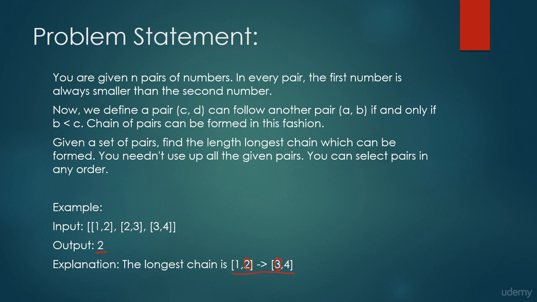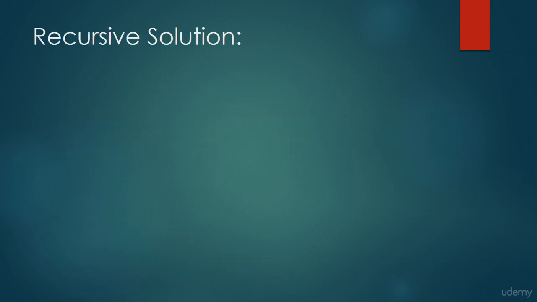So here it says we define a pair can follow another pair if and only if B is less than C. So here this is A, this is B, this is C, and this is D. Here B is less than C, so we can say that these follow each other. So we want to find the longest chain that we can form from a lot of pairs that we're given. Let us have a look at the solution.